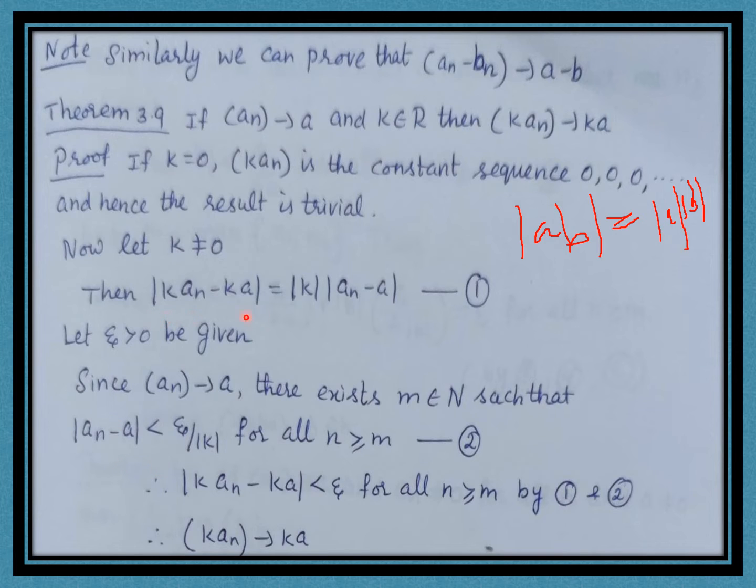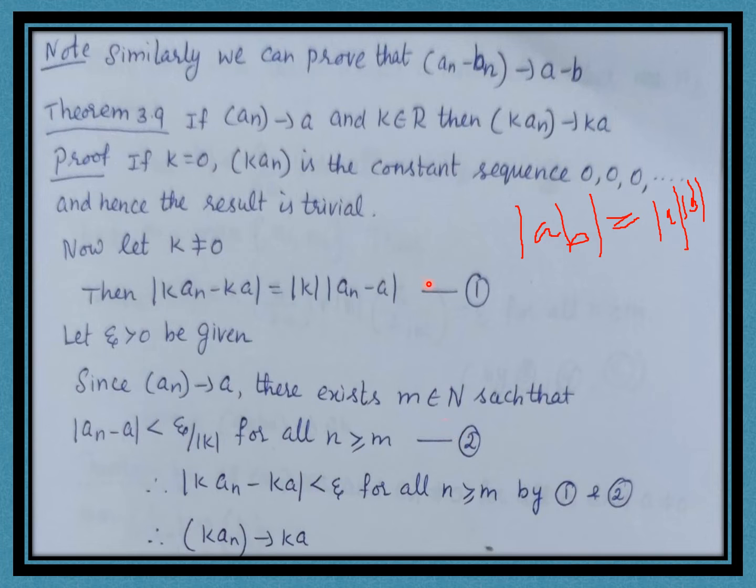But in the solution part, as we have absolute value of k in the numerator, if we have k in the denominator of this, we can cancel that in order to get epsilon. So I am choosing epsilon in such a way that absolute value of k is a positive number, epsilon is a positive number. Therefore, epsilon by absolute value of k is also greater than 0. Therefore, I can write absolute value of an minus a is less than epsilon by absolute value of k. This is true for all n greater than or equal to m.